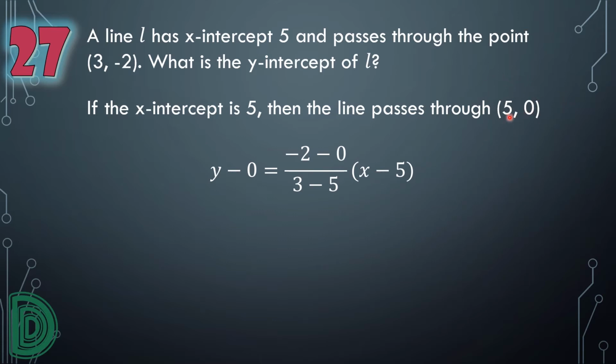We'll use (5, 0) as x sub 1, y sub 1. Then we have y minus 0 equals -2 minus 0 over 3 minus 5 times the quantity x minus 5. We're looking for the y-intercept. At the y-intercept, x is equal to 0. So we'll have y minus 0 is y. -2 over 3 minus 5 is 1. Then we set x equals 0 minus 5. Therefore, y is equal to -5. Hence, the y-intercept is -5.